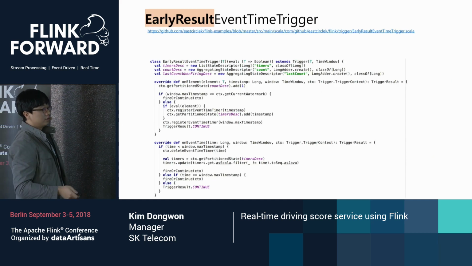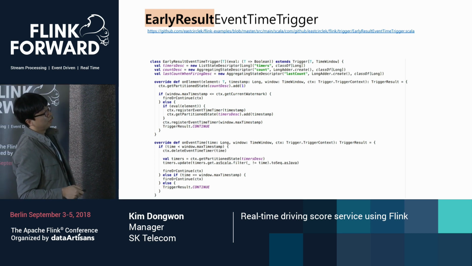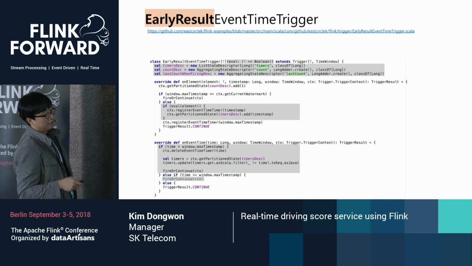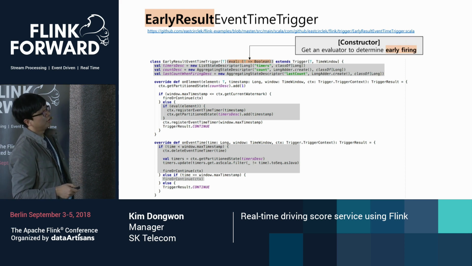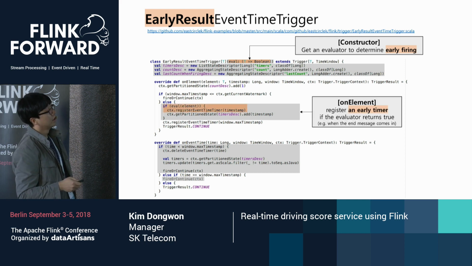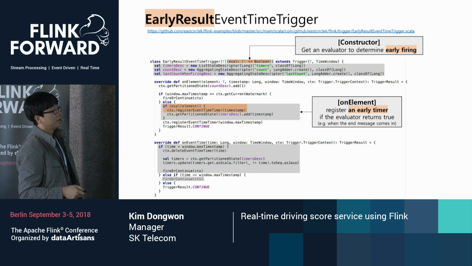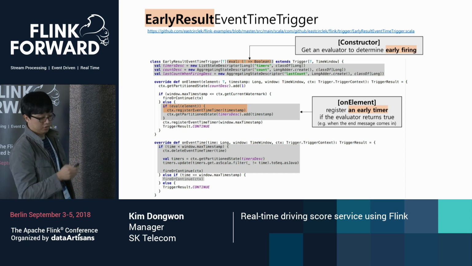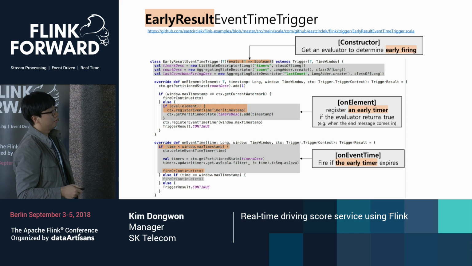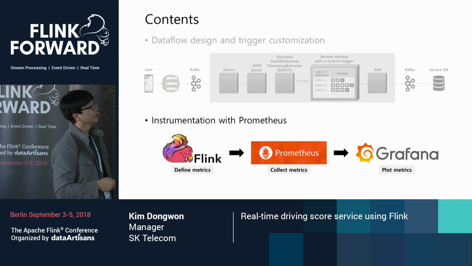And this is the actual implementation, and it is a major part of our implementation, and you can see the whole source code from this link. The shaded regions are the difference to the default event time trigger. The constructor takes an evaluator to determine early firing, and then the evaluator is used in the onElement method. If the evaluator returns true, this custom trigger registers an early timer. And in my application, when the end message comes in, the evaluator returns true. And as the early timer is always smaller than the max timestamp, we add these lines to fire if the early timer expires.